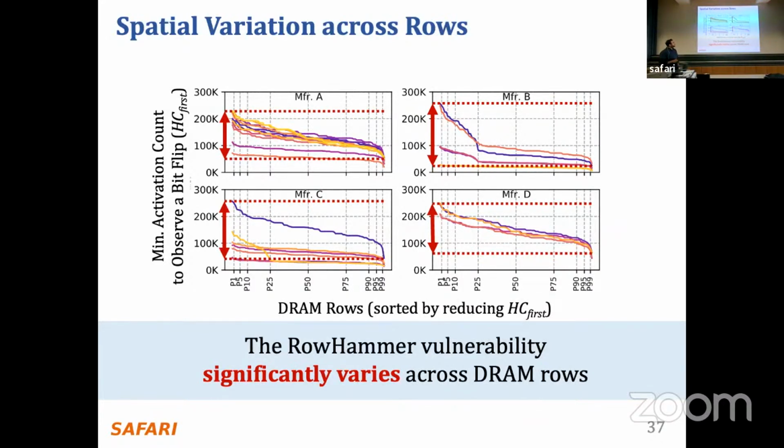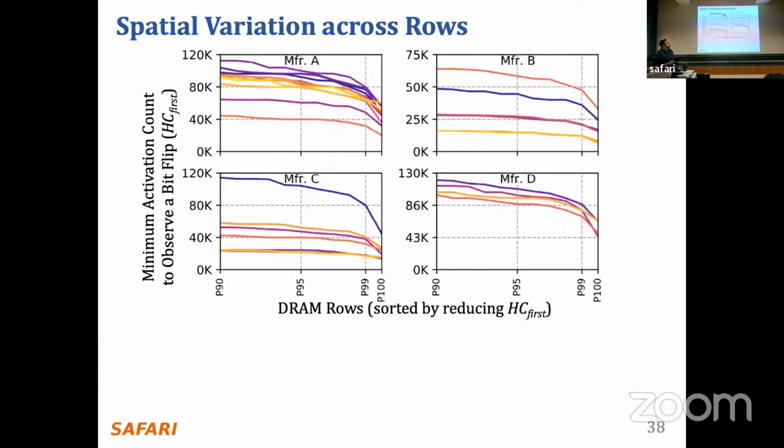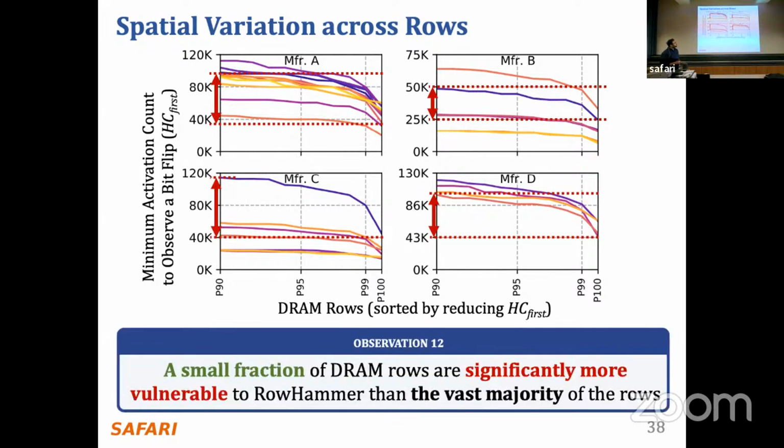And when we look at this distribution data across different DRAM manufacturers, we see that the significant variation exists in all chips from all four manufacturers. And here, again, we have a zoomed in version of the same plot. On the x-axis, these are the percentile values. On the left, we have 90th percentile, and on the right, we have 100th percentile. So we are looking at the tail of the distribution, the last 10%, right? And we see that even in this last 10%, there's a huge difference between these RowHammer thresholds.